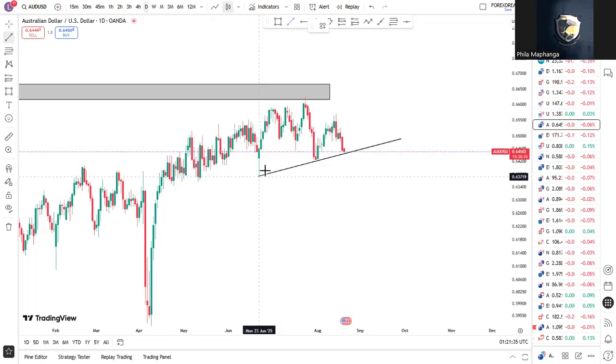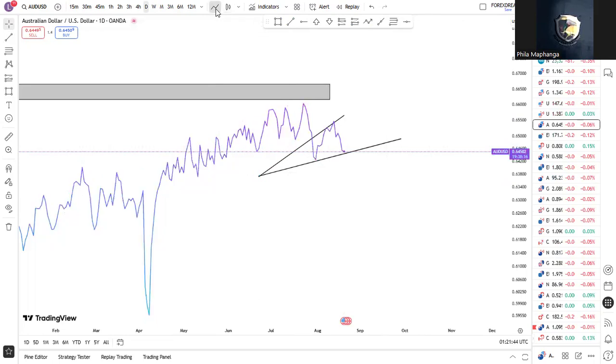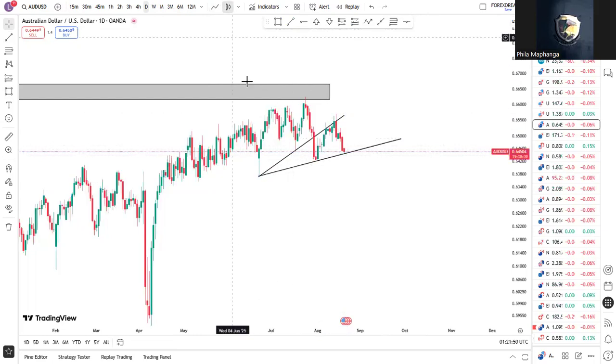Let's add a trend line from here going up. Remember what I said about trend lines, guys. I said when your trend line is broken, they'll come back and test it. Use a line chart, you'll see. Your trend line was broken. They came back to test the broken trend line. Let's use the line chart again.